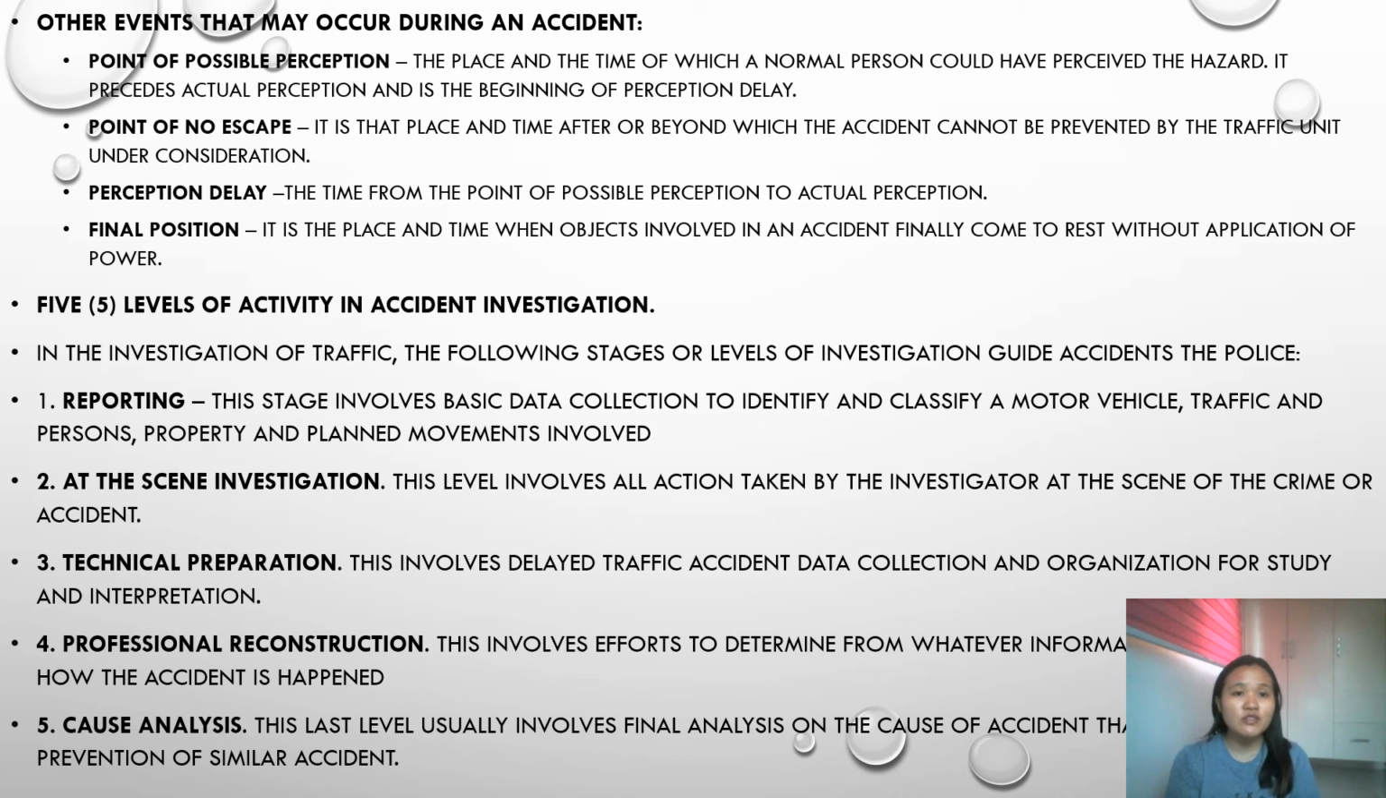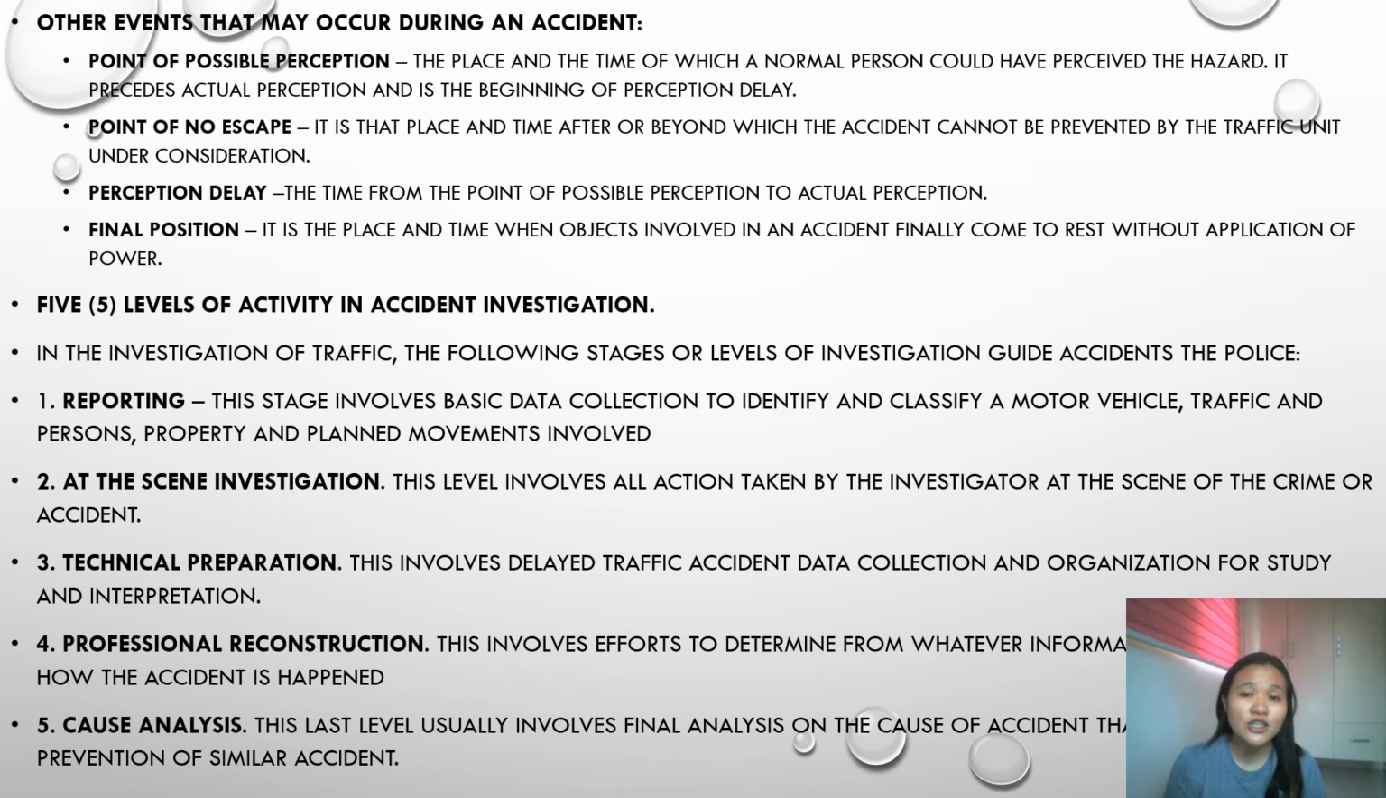Next, we have five levels of activity in accident investigation. In the investigation of traffic accidents, the following stages or levels of investigation guide the police. First, reporting. This stage involves basic data collection to identify and classify motor vehicles, traffic, persons, property, and plan movements involved. So, yan yung pinaka-basic na stage. Kailangan, you need to collect data, identify and classify the vehicle, and also kung sino yung nandoon or sino yung nasangkot doon.